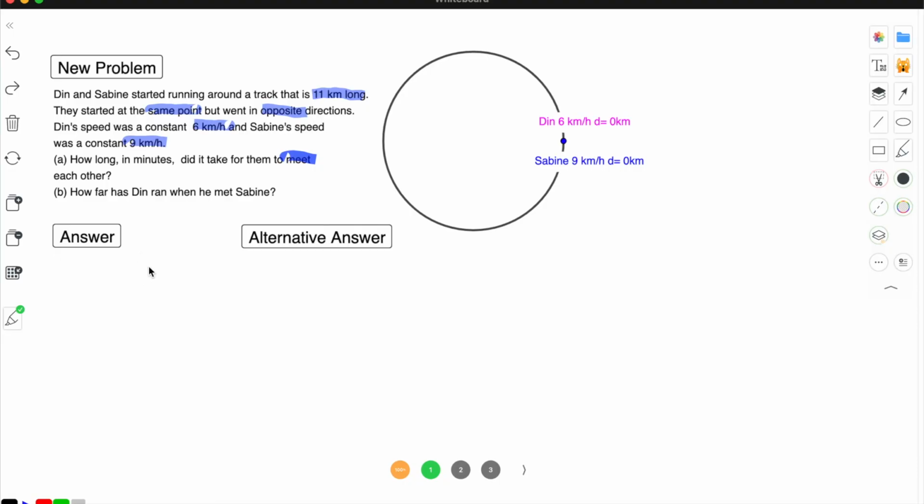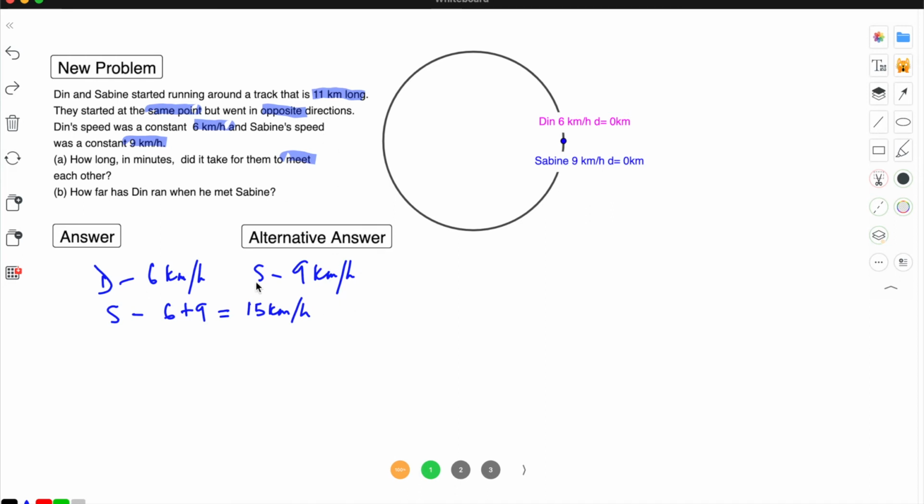So now we can try to solve the problem using the concept of relative speed. Right, Dean's speed is 6 km per hour. Sabine's speed is 9 km per hour. Now since they are traveling in the opposite direction, the net speed will be the addition of both, as we have seen in the animation. So 9 plus 6 is equal to 15 km per hour.